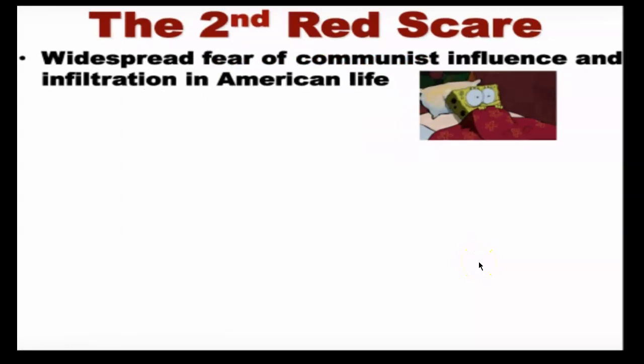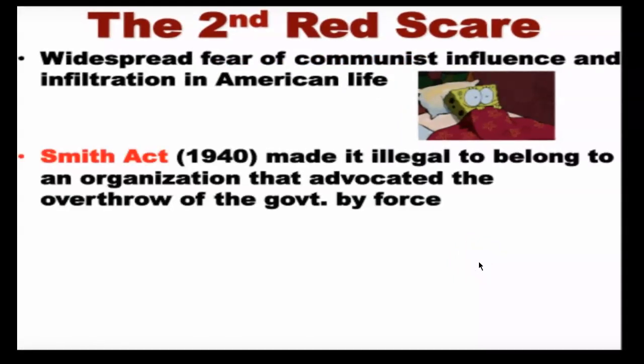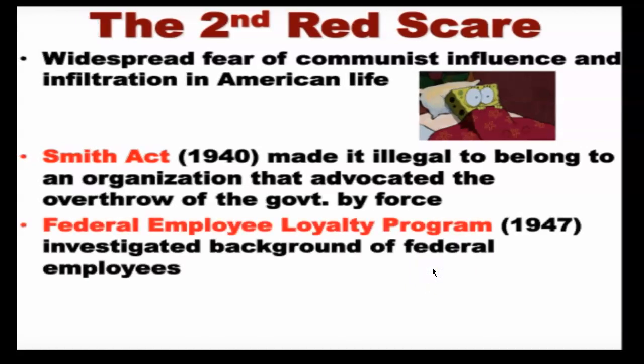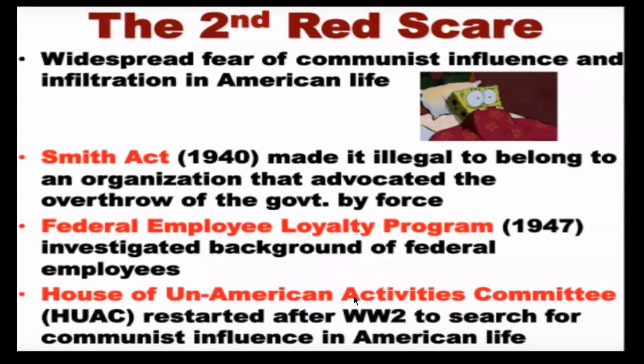So the second Red Scare, like I said, was this widespread fear that communist influence would infiltrate American life. So Congress passed the Smith Act in 1940, made it illegal to belong to an organization that advocated the overthrow of the U.S. government by force. What you want to remember, in 1947, Congress created the program known as the Federal Employee Loyalty Program. And this gave the federal government the power to investigate the background of any federal employee. And eventually, Congress created their own subcommittee known as HUAC, the House Un-American Activities Committee. And this restarted, actually. This existed before World War II, but it was given new life to search for communist influence in American life.